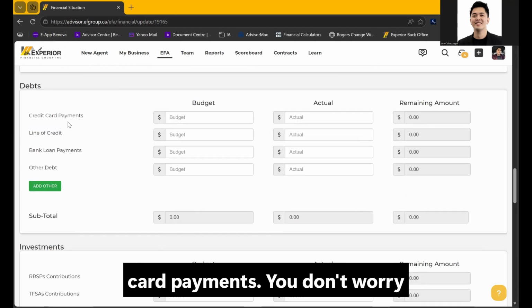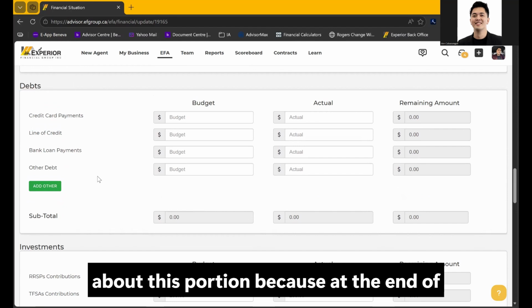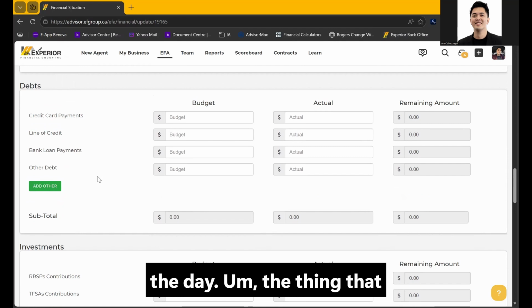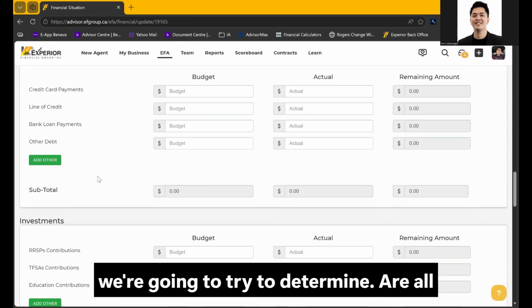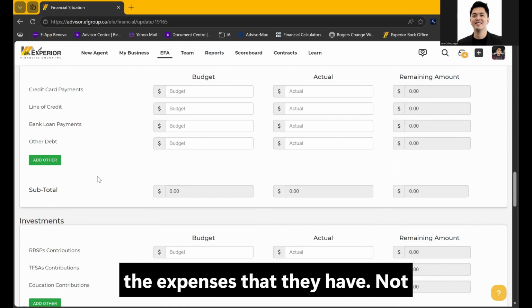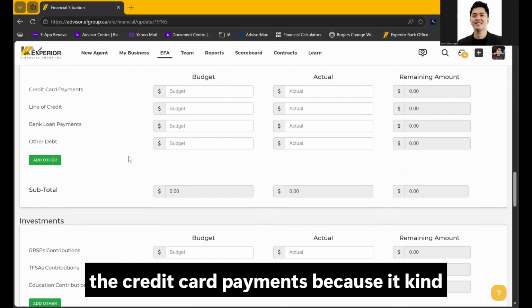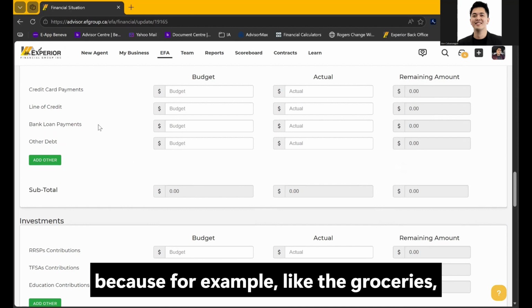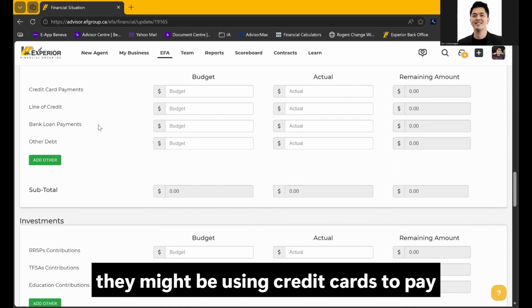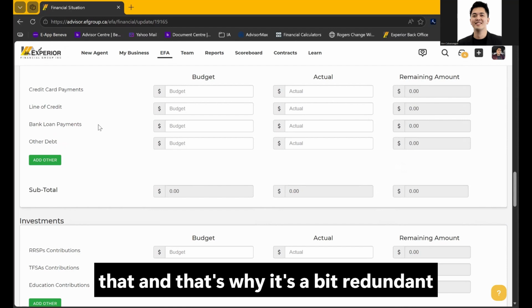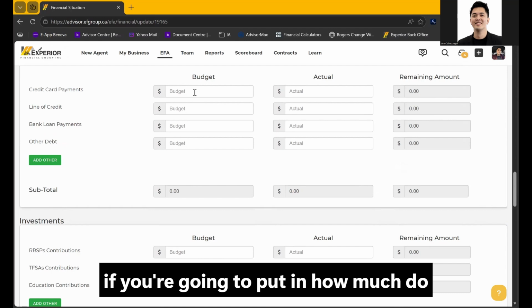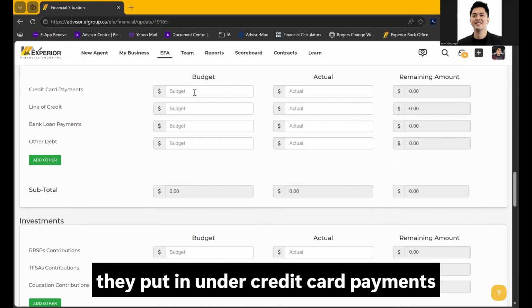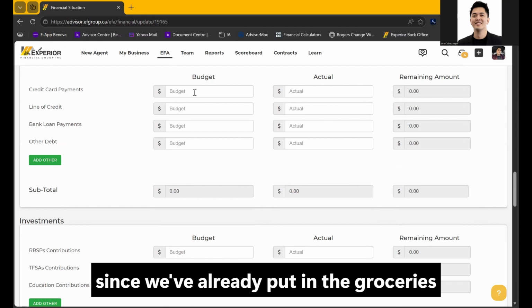For credit card payments, you don't worry about this portion because at the end of the day, the thing that we're going to try to determine are all the expenses that they have, not the credit card payments, because it kind of ruins the calculation. For example, like the groceries, they might be using credit cards to pay that, and that's why it's a bit redundant if you're going to put in how much they put in under credit card payments, since we've already put in the groceries portion.